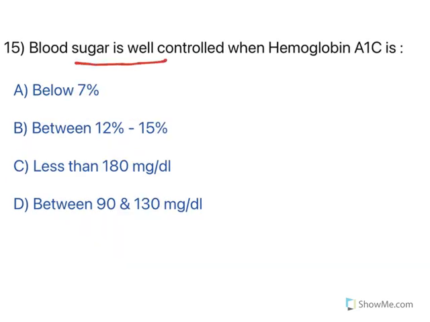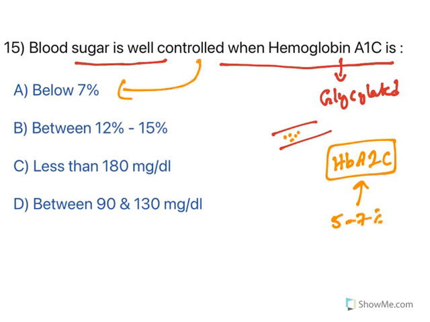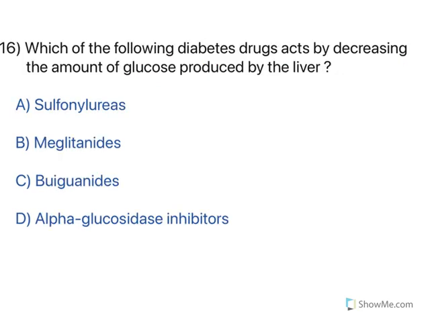Now, blood sugar level is well controlled when hemoglobin A1C is... See, this is known as glycosylated hemoglobin. What happens is when blood has a lot of glucose, the glucose will combine with hemoglobin and form HbA1c, that means glycosylated hemoglobin. This is a very good measure of the past 3 months glucose levels. Usually the normal control is between 5 to 7%. So well controlled means it has to be below 7%. So this is the right answer. Moving to the next one.